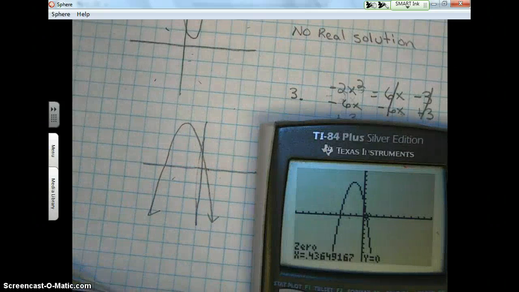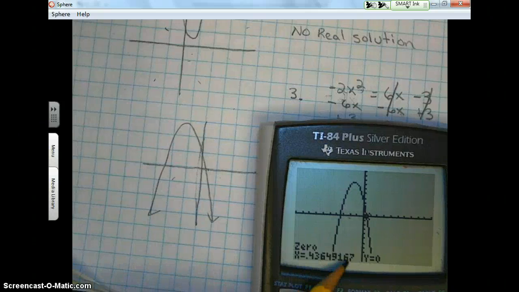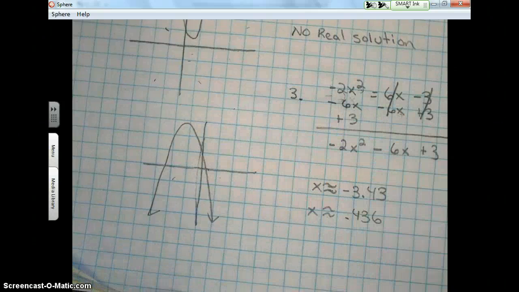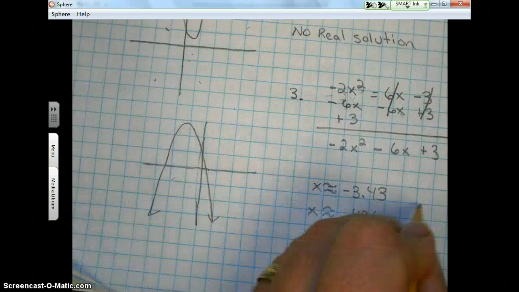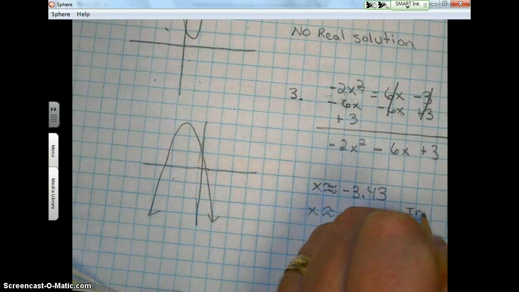And looking at all these decimals, they're not repeating, they're not terminating. That's as far as the calculator will go. So I'm going to say that these are probably irrational solutions.